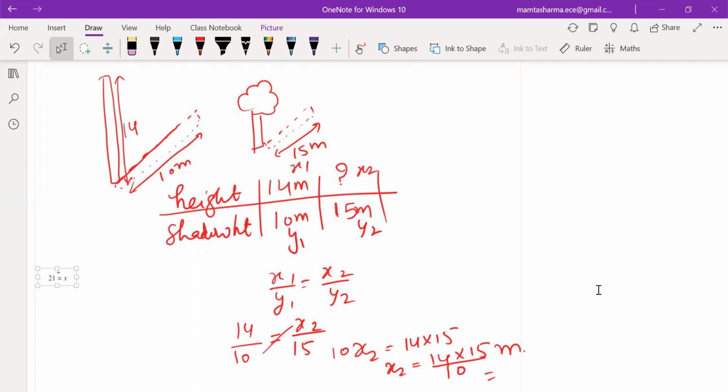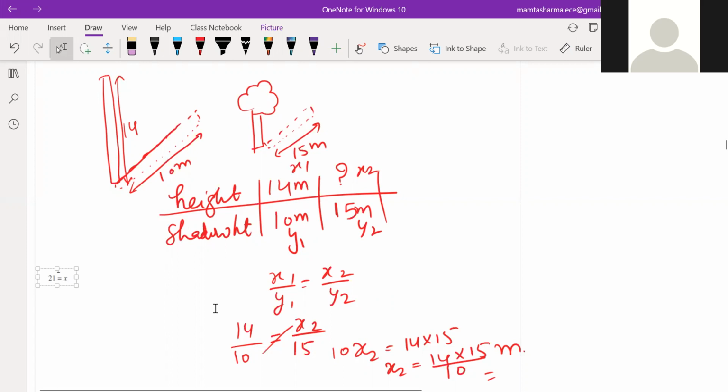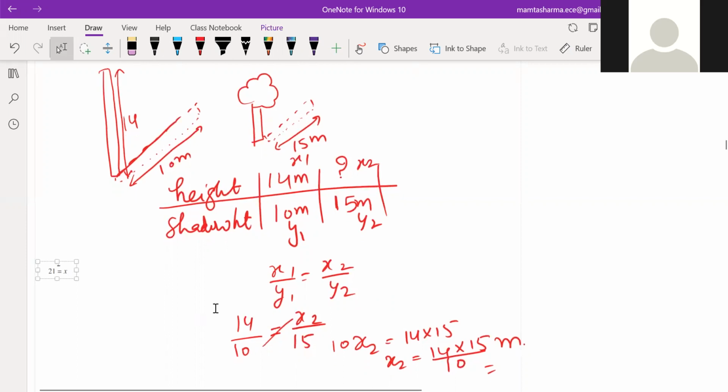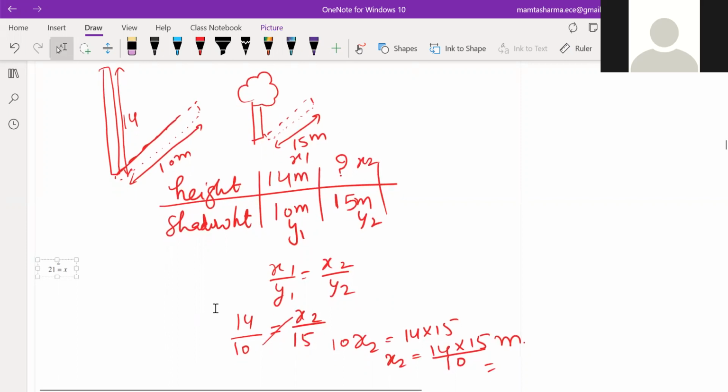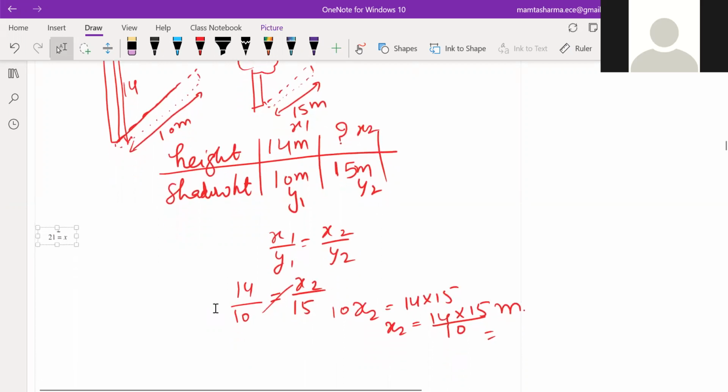Ananya, what is your answer? Yes, ma'am. What is your answer? What are you getting after solving this, 14 into 15 by 10? I'm getting 21, ma'am. Yeah, do it. Don't sit idle. Okay, do the question with me.